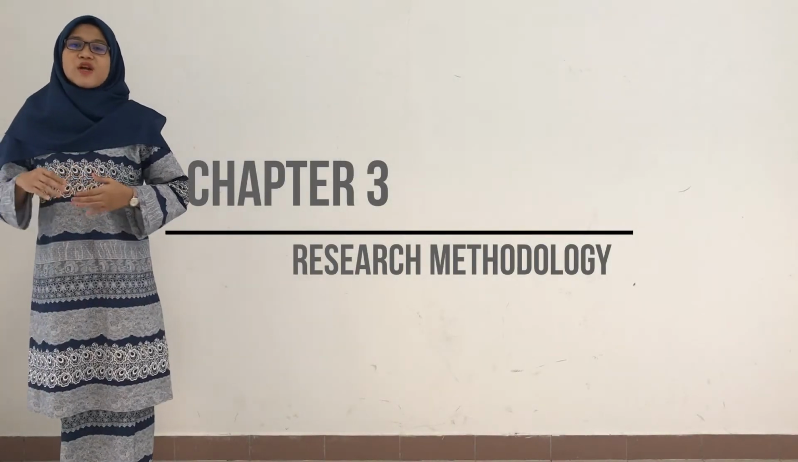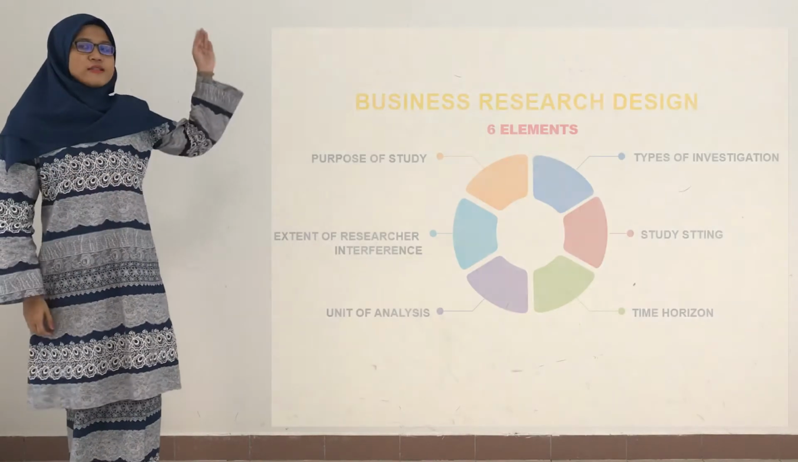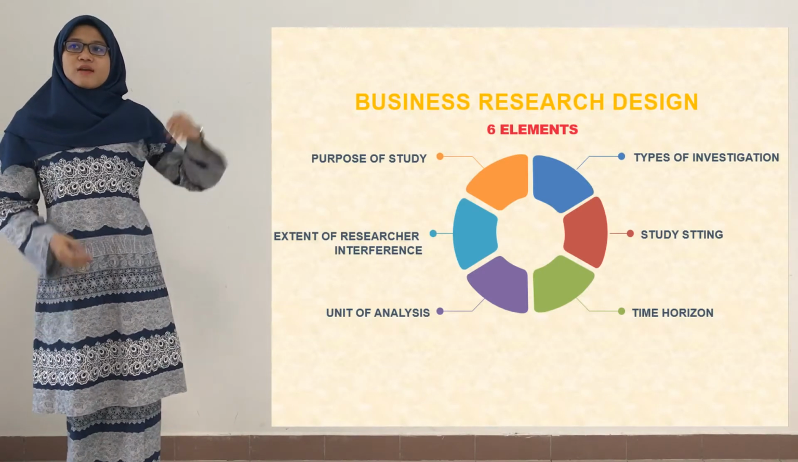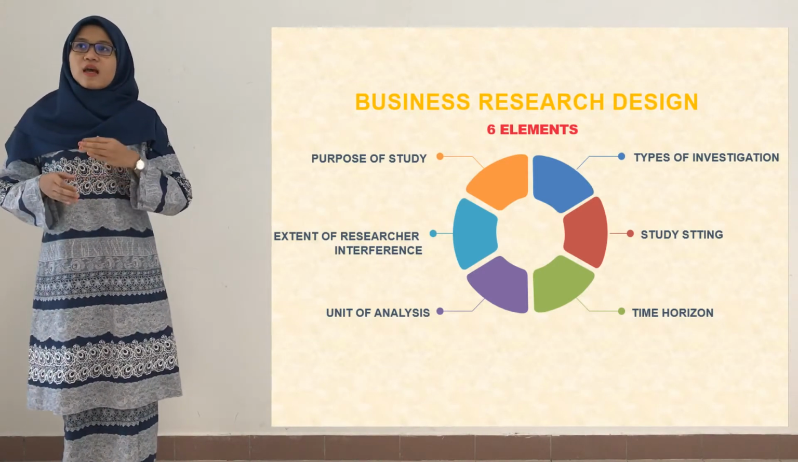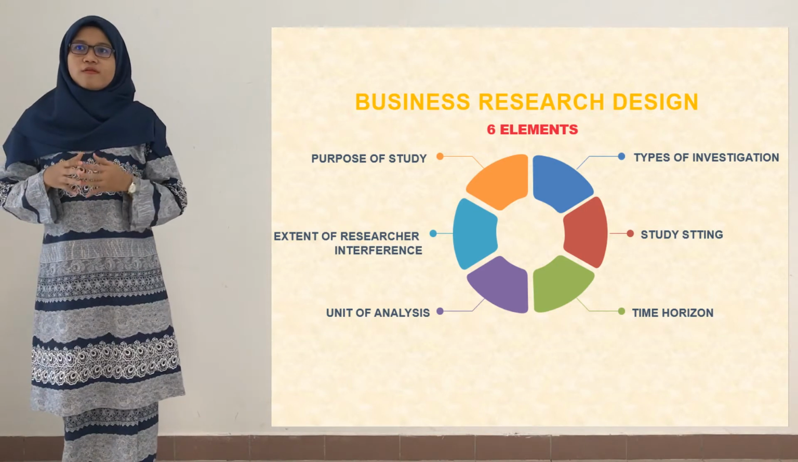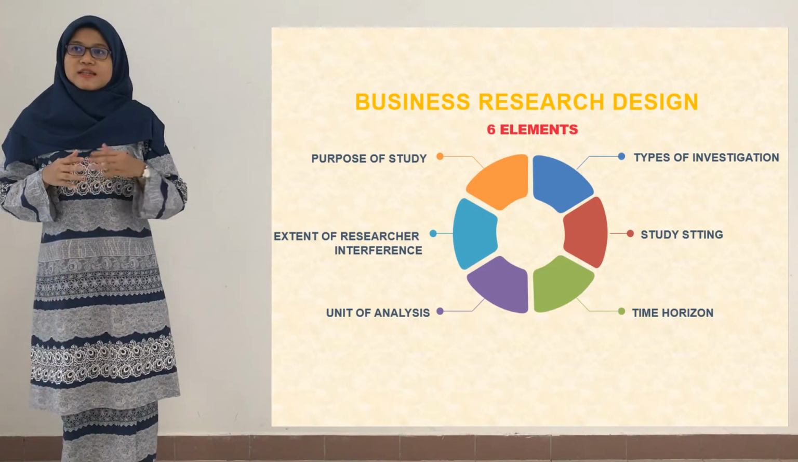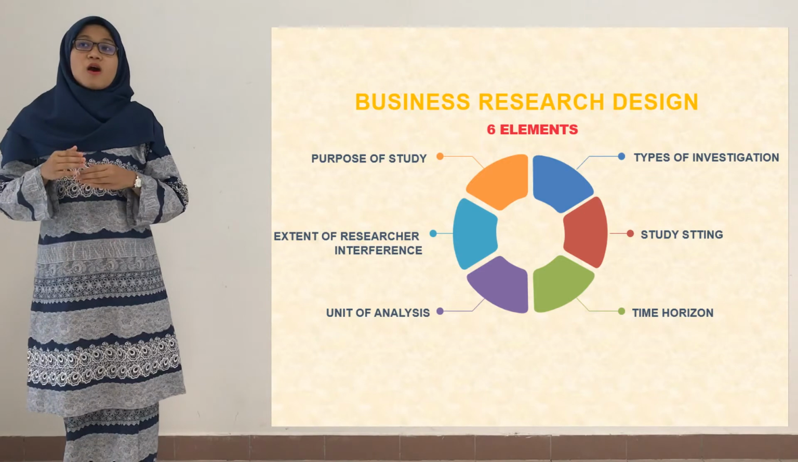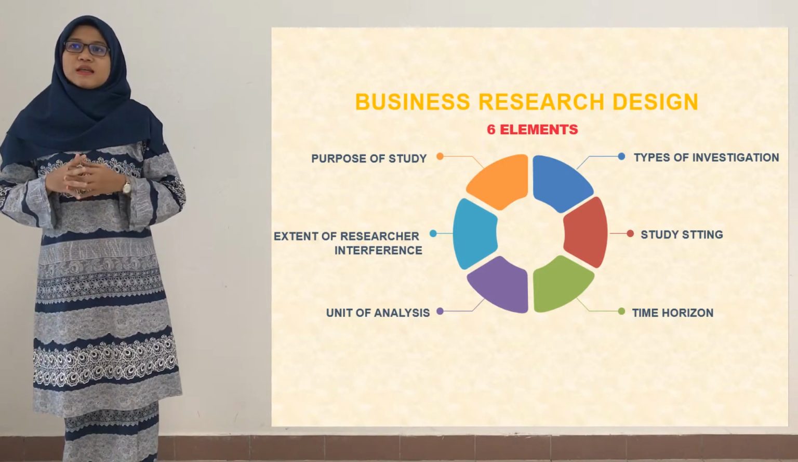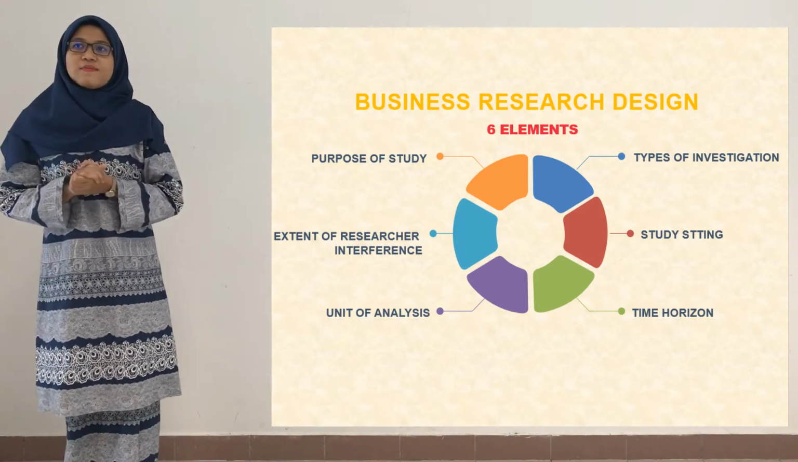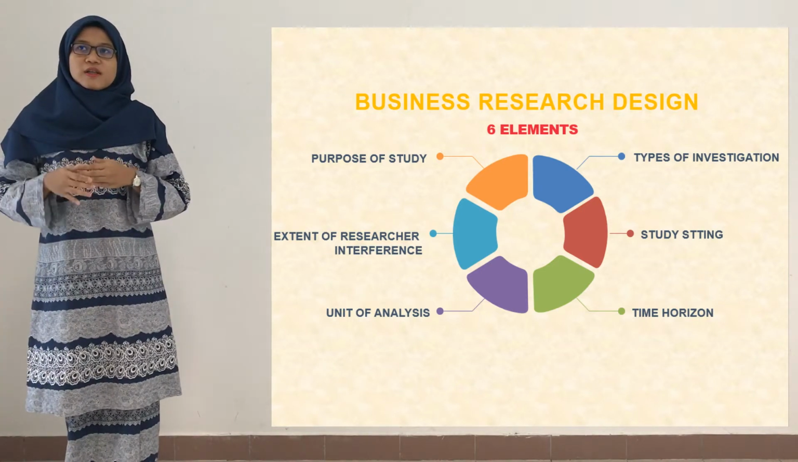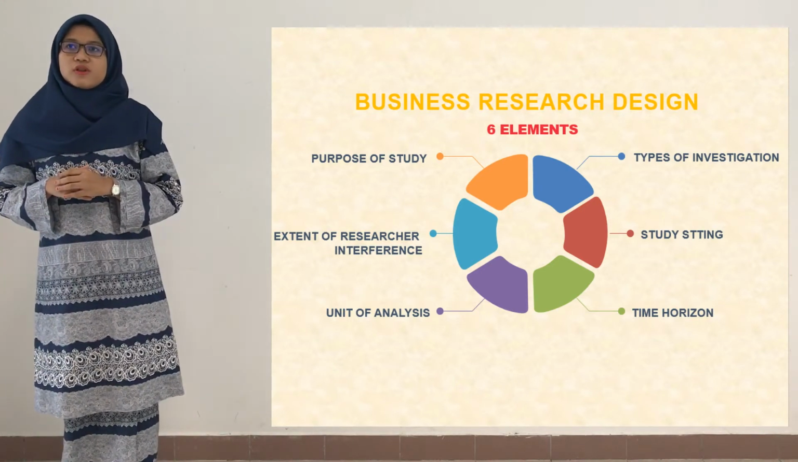Assalamualaikum. My name is Nur Amira binti Abdul and I would like to present Chapter 3. Alright, research design provides an outline of what method will be used and how the research will be carried out. In this slide there are 6 elements of research design: purpose of the study, type of investigation, extent of researcher interference, study setting, unit of analysis, and time horizon. The purpose of the study shows 3 elements: exploration, description, and also causal.